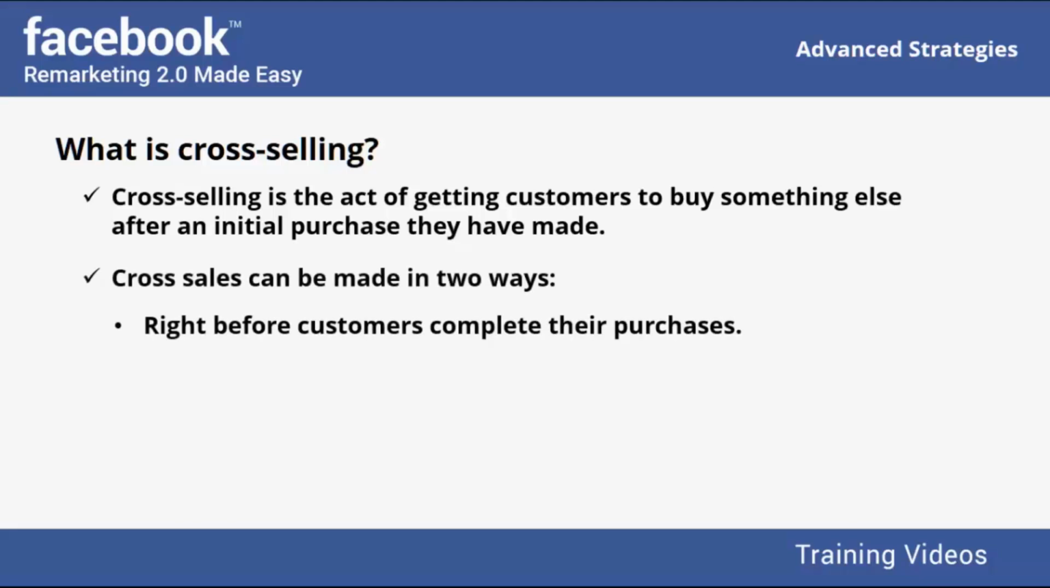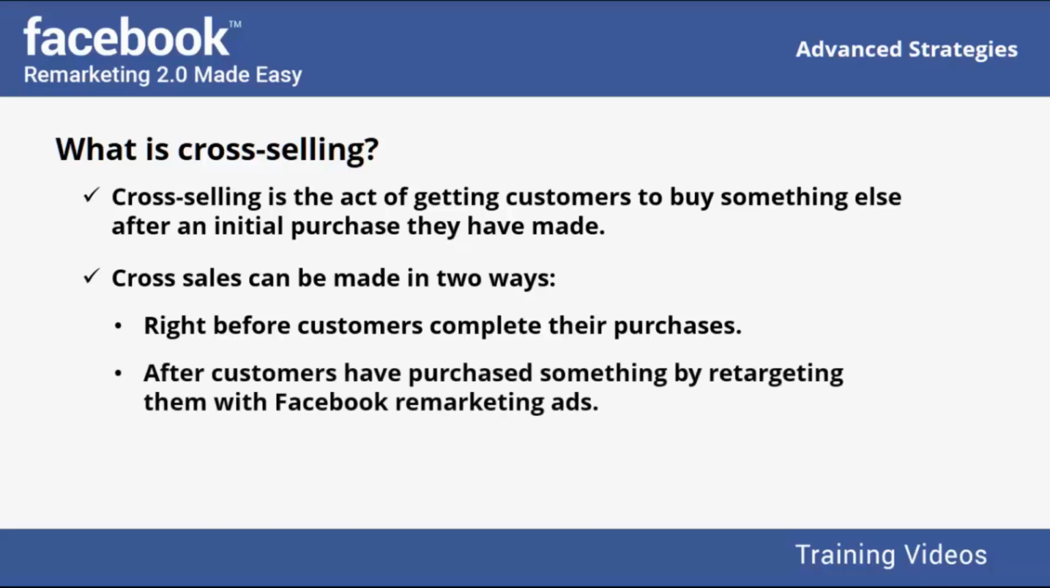Right before customers complete their purchases. Once people are in their checkout screens, an item can be offered to them based on their browsing history or past purchases in your store. After customers have purchased something, by retargeting them with Facebook remarketing ads. Customers can be offered items, products, and services related to past purchases through these remarketing ads.